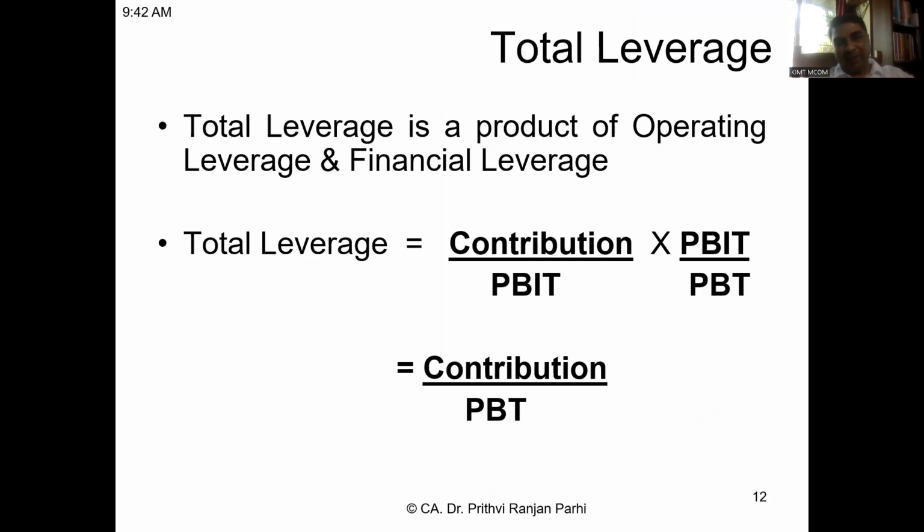Now look at the formula here. Total leverage is the product of operating leverage and financial leverage. Therefore, the formula here is contribution by PBIT multiplied with PBIT by PBT. So effectively what happens is PBIT gets cancelled and the formula is contribution by PBT. This is what you have to remember for computing total leverage.